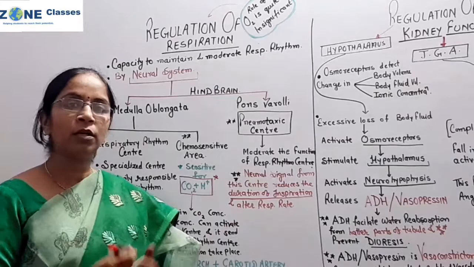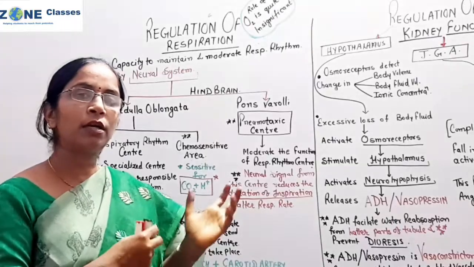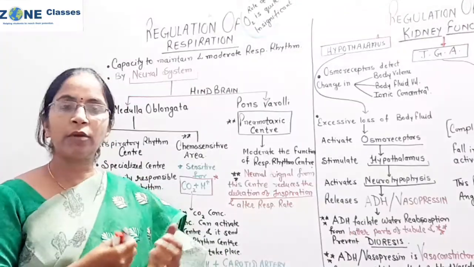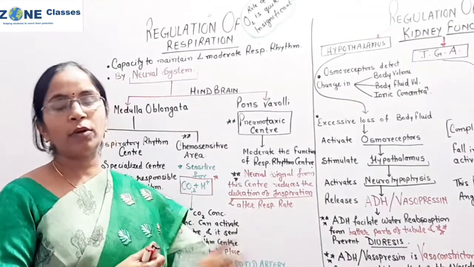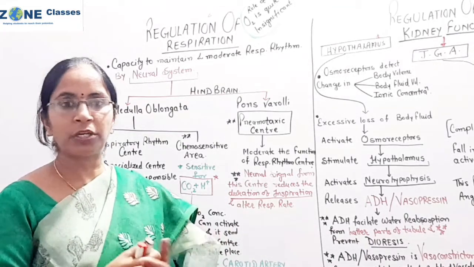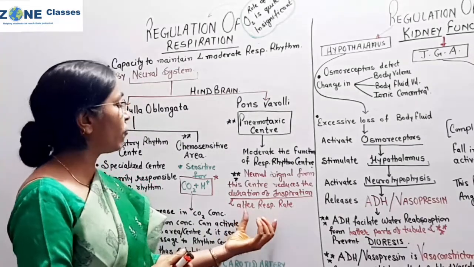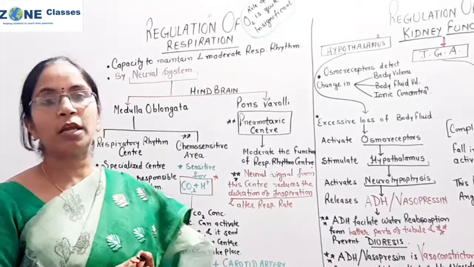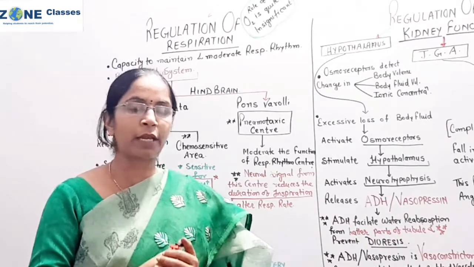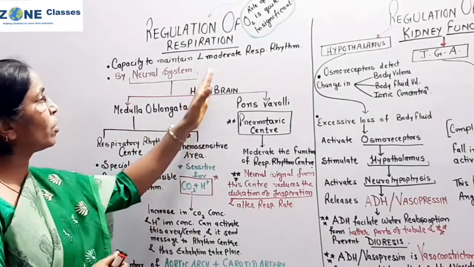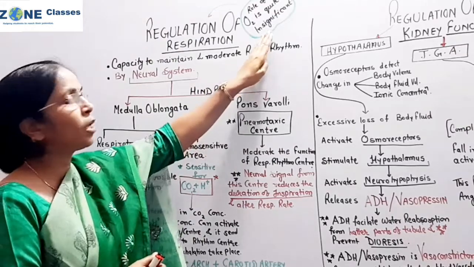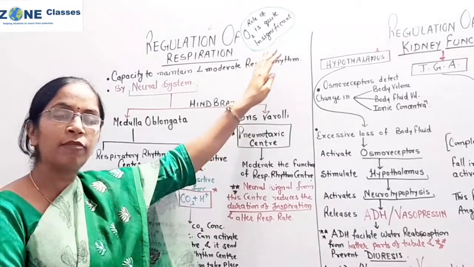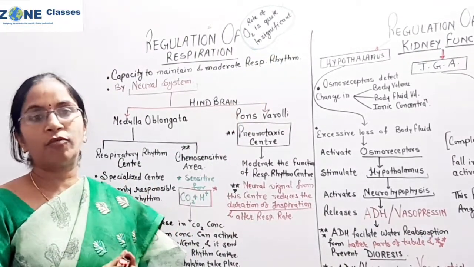In today's session we mainly discuss the regulation of human physiology, which you are studying: regulation of respiration and regulation of kidney function, that is, the excretory system. So here first we discuss the regulation of respiration. It is the last topic of the chapter. When you study the regulation of respiration, one thing you clearly remember: the role of oxygen is quite insignificant in the regulation of respiration.